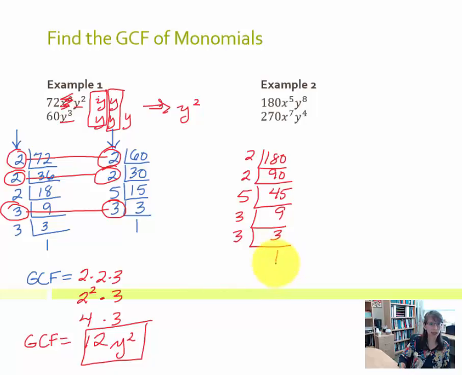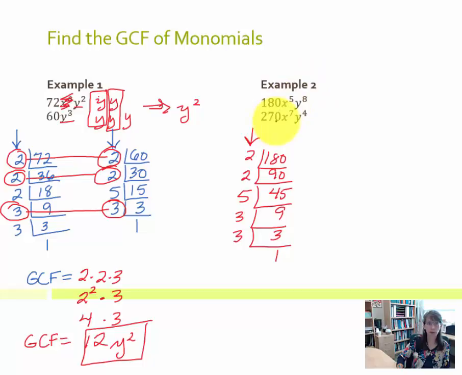Notice how every time we end up with 1 as our last factor, we are completely done factoring. So here are the prime factors of 180: 2 times 2 times 5 times 3 times 3. And it doesn't make any difference what order these terms are written in.